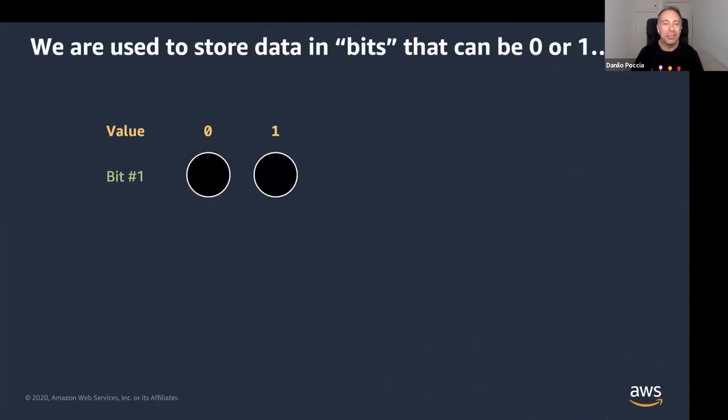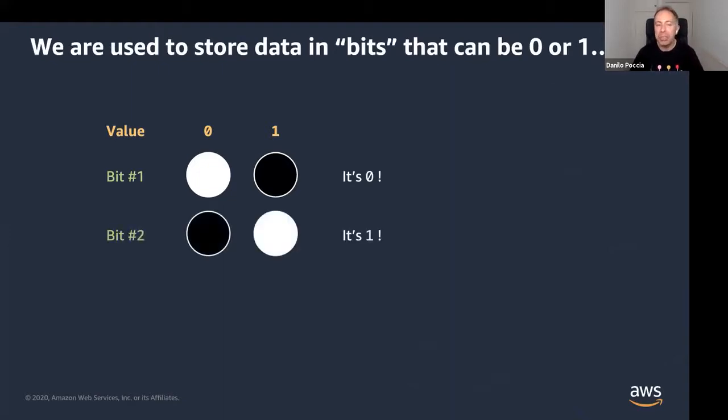So normally we are used to storing data in bits, and one bit can have two different values: it can be zero or it can be one. For example, if we have one bit here, bit number one, I can use this notation: I draw a white circle below the zero value, so this bit's value is zero. And if I have another bit, I can draw a white circle below the number one, so this bit has value one. And if I have a third bit, then it must be 0, 1.